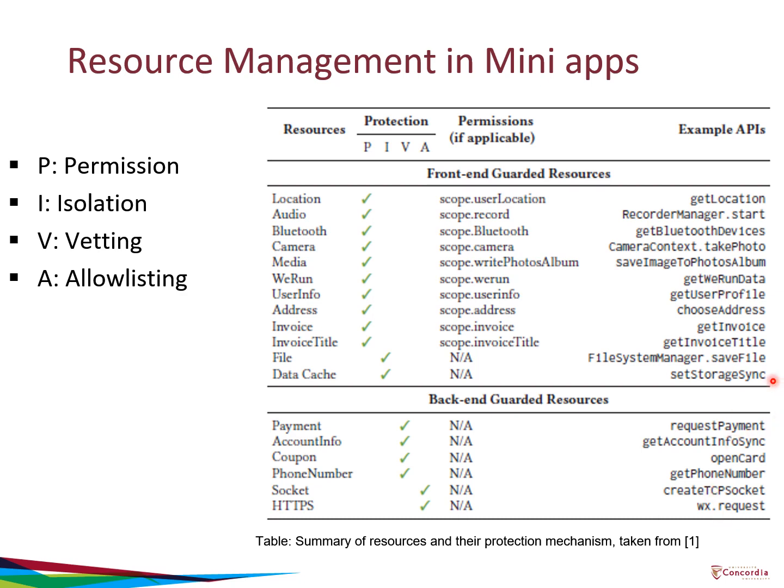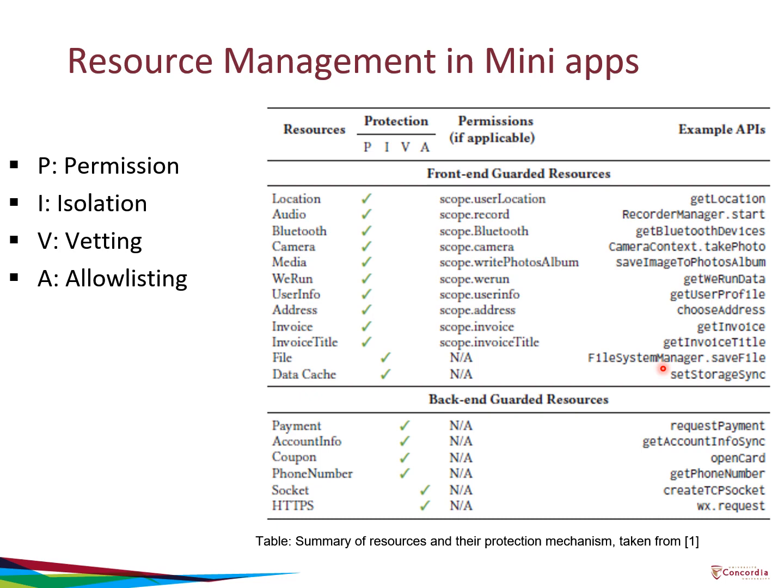Besides, we have two groups. The first group is the front-end guarded resources, and the second group, the back-end guarded resources. All have different protection mechanisms. At a high level, as mentioned, the protection can be classified into permission-based, isolation-based, vetting-based, and allow list-based. In this table, it is described how resources are guarded based on where the resources are located, front-end or back-end.